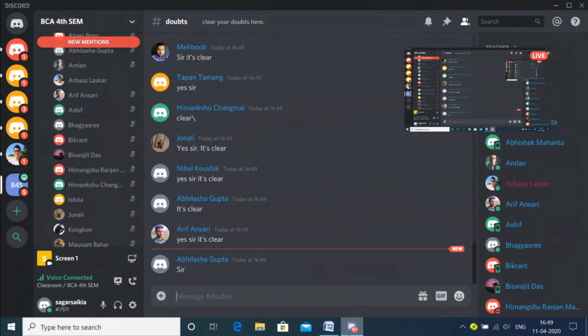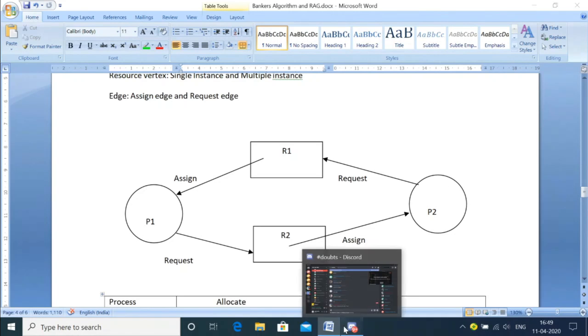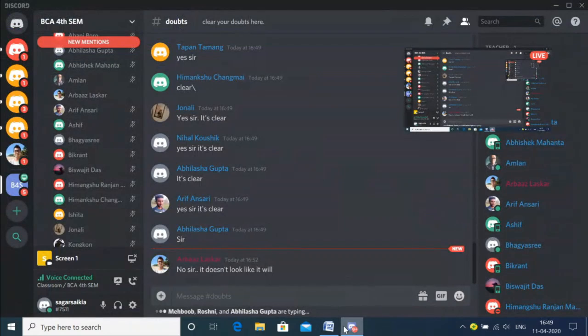Okay, I'll show you once again the diagram for 1 minute. Just check. This is the structure. These are the two resources. These are the two processes. P1 is allocated resource R1, but it is requesting some resource. Process P2 is allocated some resource R2, but it is still requesting some resource. So do you think this one will contain a deadlock?